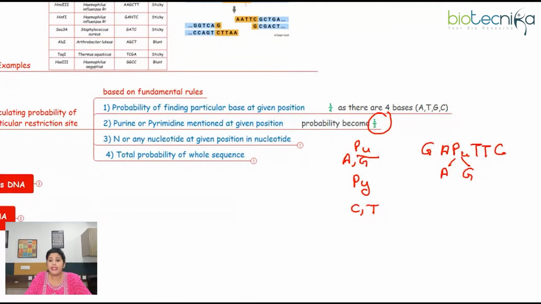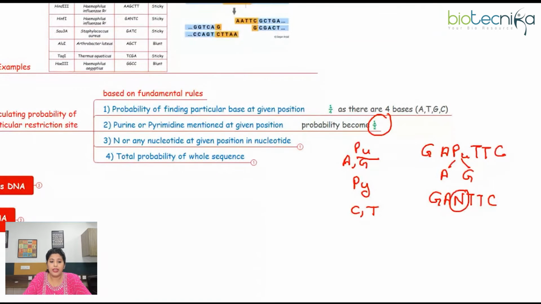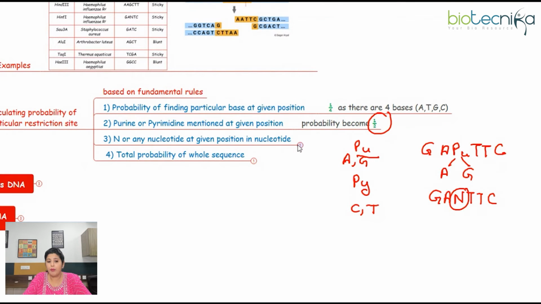Then if N is mentioned in a sequence, let's say it is mentioned like this, N can be any nucleotide. And always remember, the probability of any nucleotide at a given position will always be 1, because any nucleotide means it can be adenine, guanine, thymine, or cytosine.